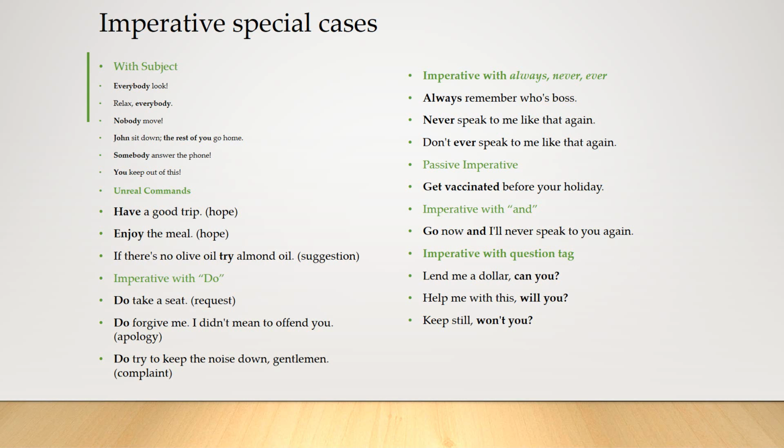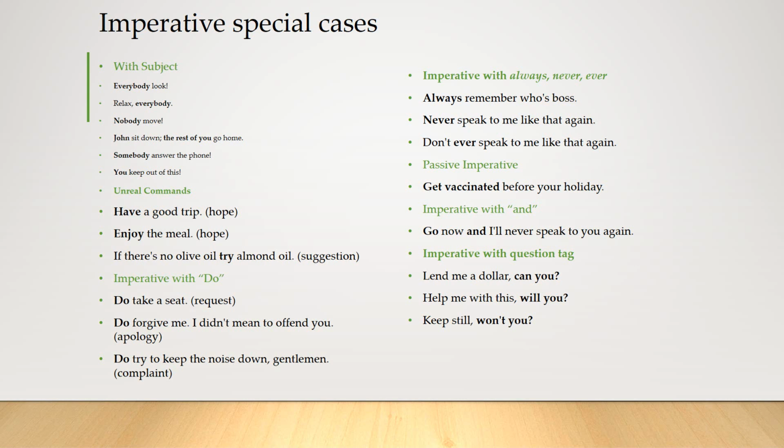Condition number 1, imperative with subject. As I have already established the concept that normally when we use the imperative, there is no subject because the subject is obvious, it's you. Sometimes, however, to make the subject clear, we do use a subject.